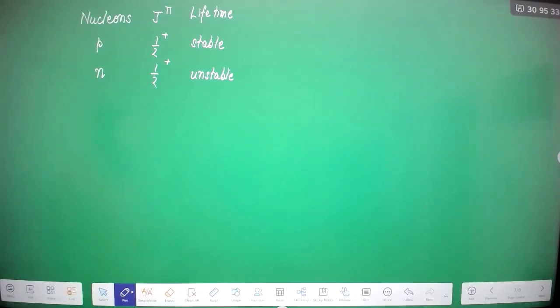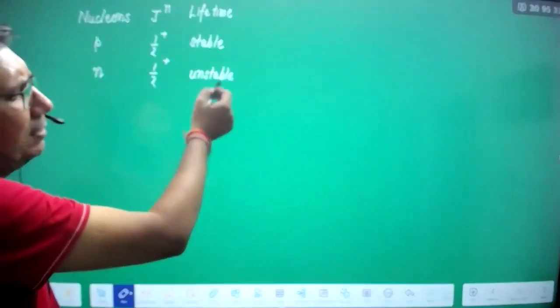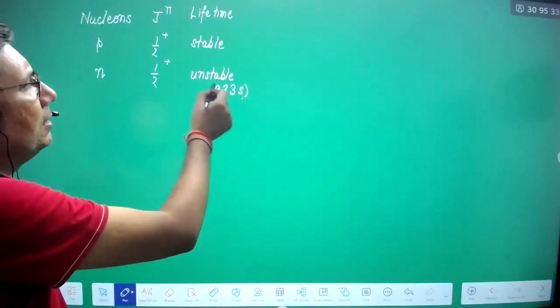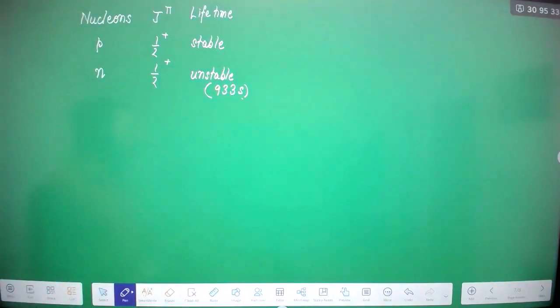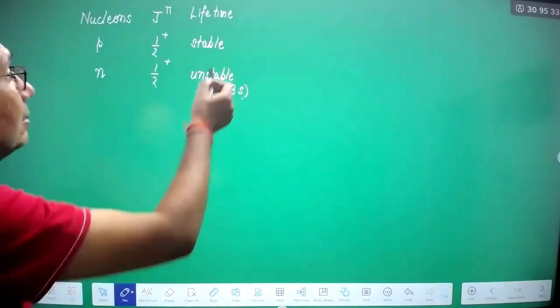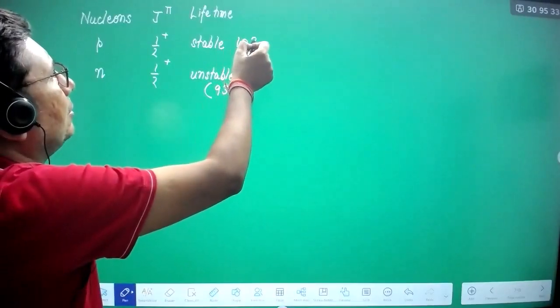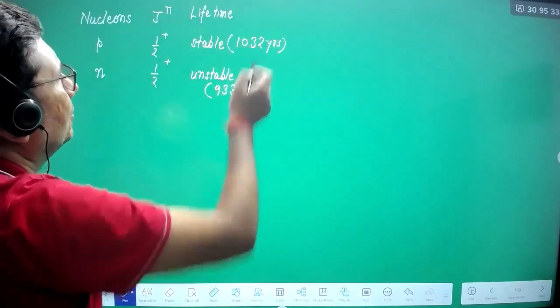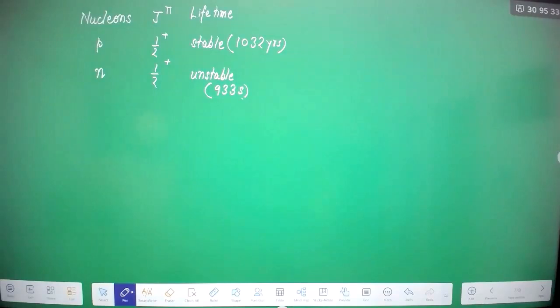This will be roughly 933 seconds, its mean lifetime. Within this time the neutron is going to decay. And for protons, I think it is 10^32 years. This is just for you, please check this number once. 10^32 years, this is the lifetime.